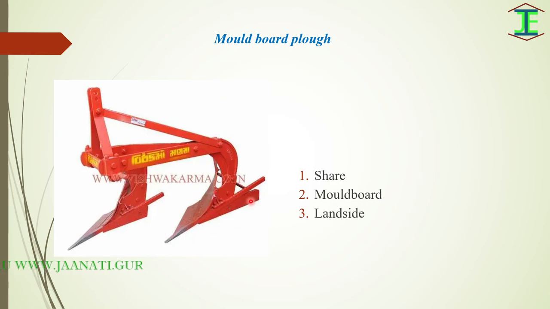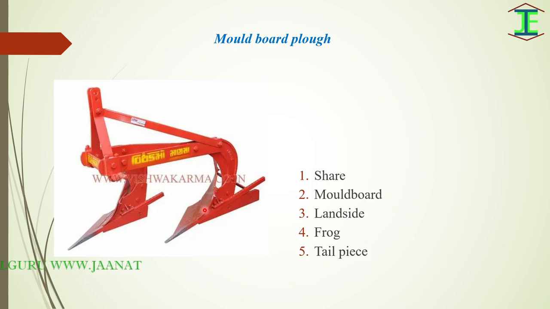Landside. This is called the landside. It is a flat plate which bears against and transmits the soil to one side. That means it creates a furrow wall. It makes a clear furrow wall. Frog. Frog is a part to which other components of this plough bottom are attached. Plough bottom is nothing but this moldboard, share, landside. This whole thing is called the plough bottom, which goes into the soil and does the work.